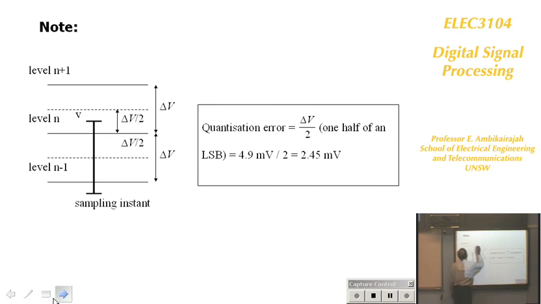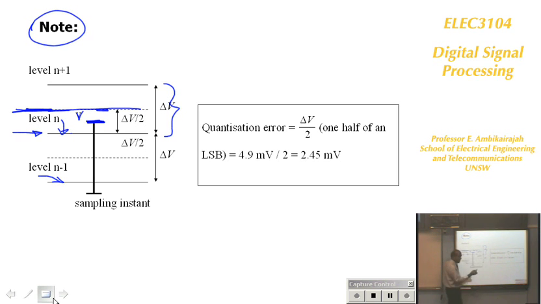Now we need to learn about this quantization error. Have a look. Let's take level 1, level 2. This is called level N. This is called level N minus 1. So you can say, here's my signal, which is V. That's my signal. What am I going to do? Is it going to be this level or that level? If it is just above the mid-level, you push it to there. Now let me start again.